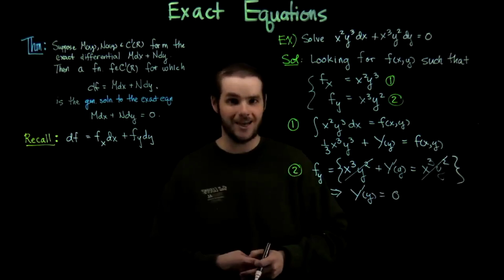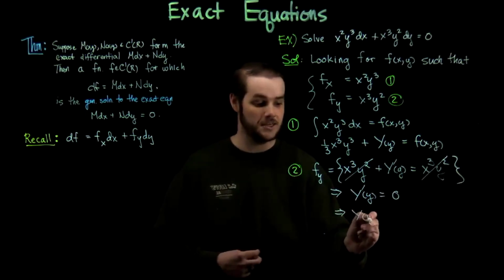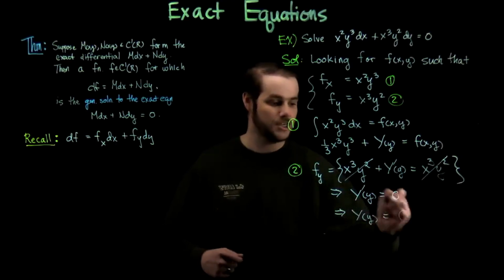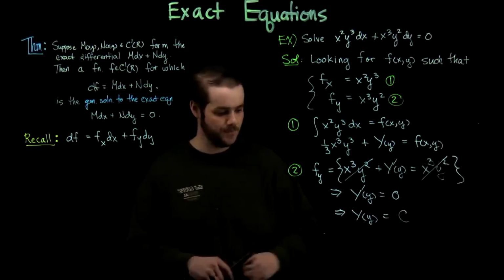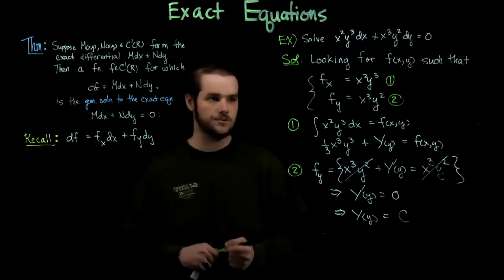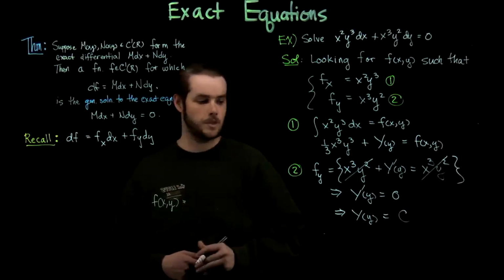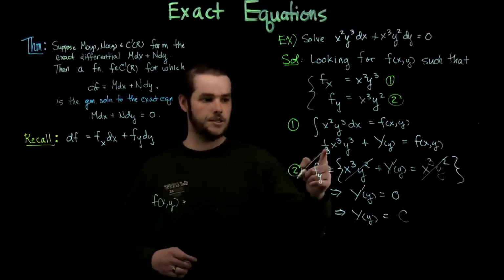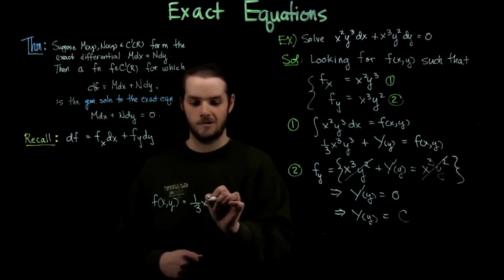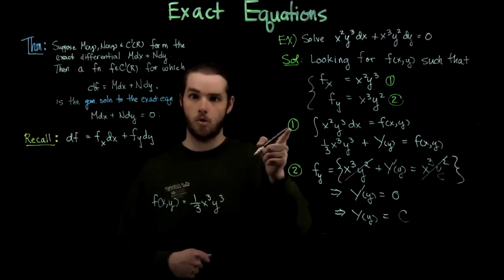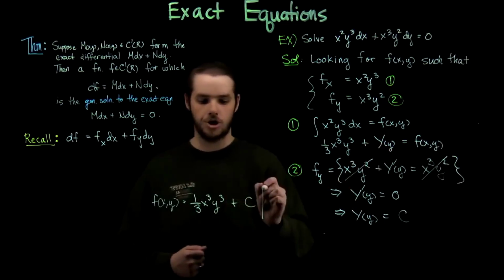What type of function has a derivative of 0? Well, constants, of course. So this tells me that I actually didn't have a function of y. I did, in fact, just have a constant. So, piecing all of that information together, I can now write my general solution as f of xy equals one third x cubed y cubed, which is what we found in step 1, and then step 2 told us that this extra function of y is actually just a constant.